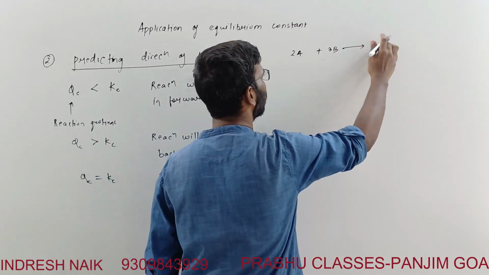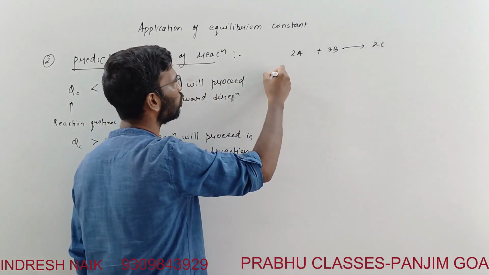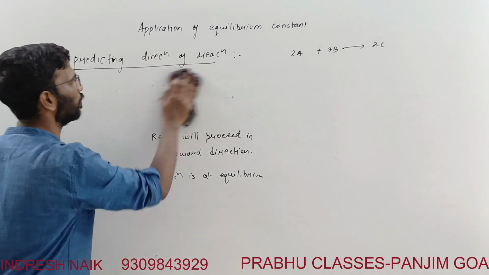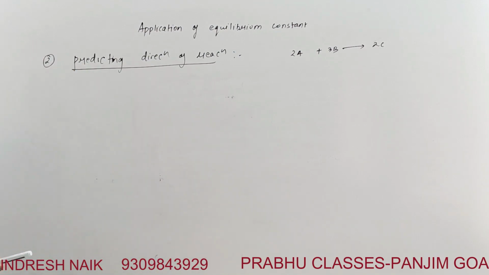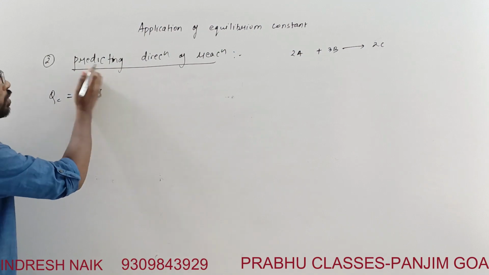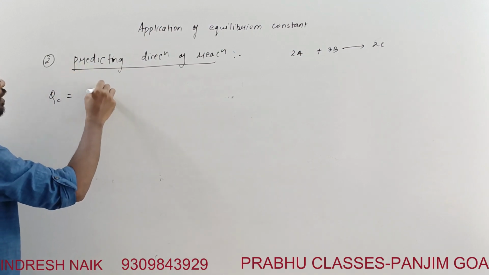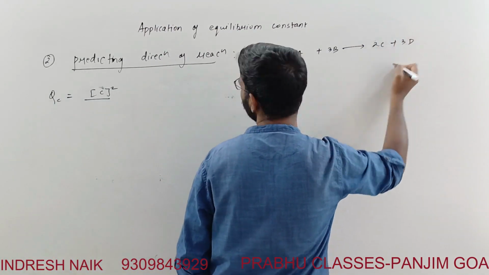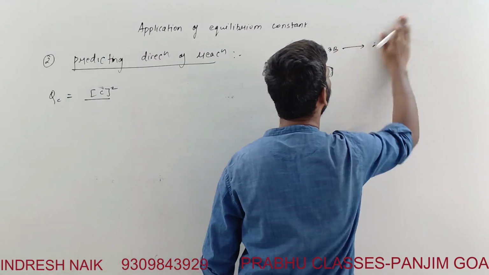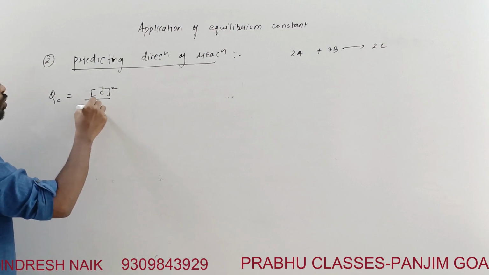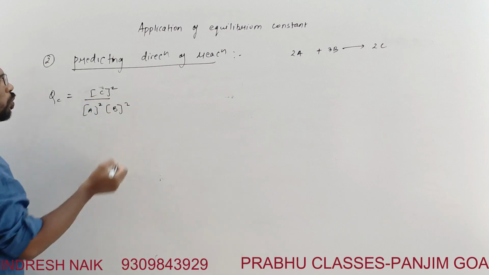If I write the reaction as 2A plus 3B is equal to 2C, how will I write Qc for this? Qc for this is written this way: concentration of product C raised to 2, upon A raised to 2 and B raised to 3. This is what you will be writing for the Qc.